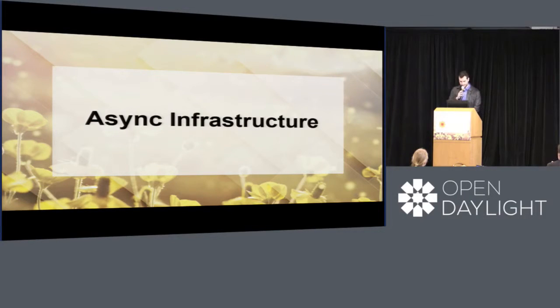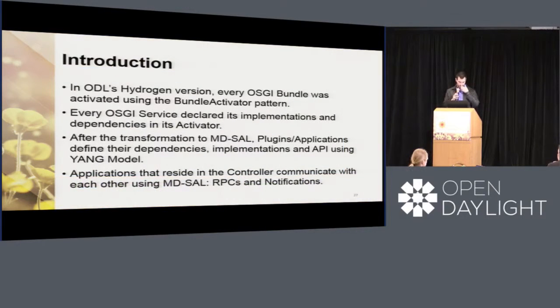All right. So now to a completely different infrastructure, the async infrastructure. Historically, in Hydrogen, every OSGi bundle used the bundle activator pattern. You can activate OSGi bundles in, I think, 3 different ways. In Hydrogen, every bundle used the bundle activator pattern. It extended a certain activator class that ODL wrote, I think. And in the Activator, you would declare your implementations and what other services you depend on.